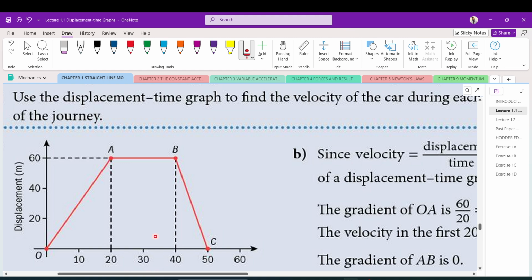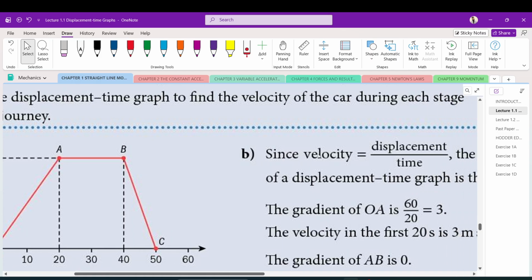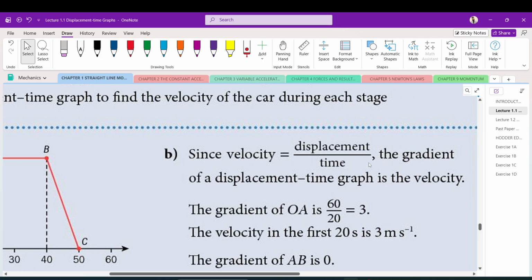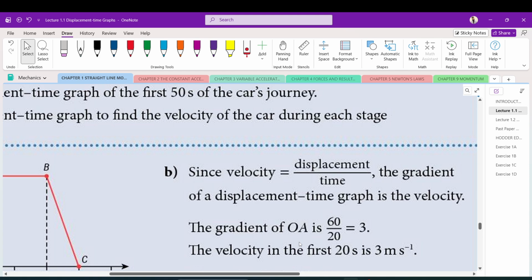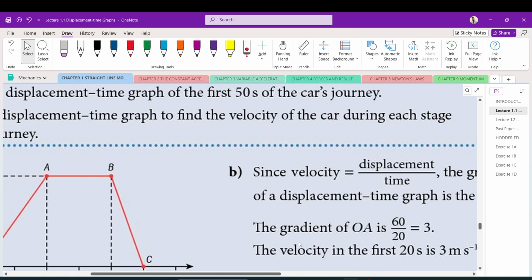If I want to find out the velocity, remember velocity is the gradient of the straight line. So I have the origin, which is (0, 0), and then I have point A, which is (20, 60). I can use the formula for gradient to work out the velocity. Since velocity is equal to displacement over time, the gradient of a displacement time graph is the velocity. So this will be (60 minus 0) divided by (20 minus 0), which is equal to 3. So the velocity in the first 20 seconds is 3 meters per second.